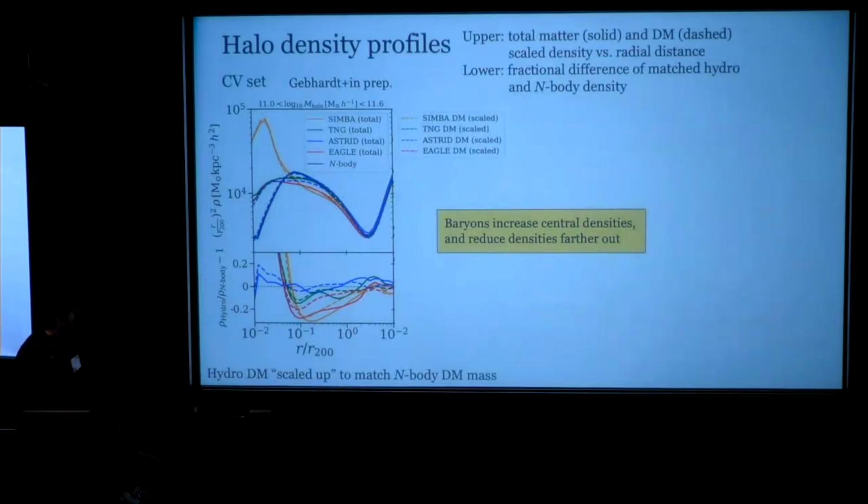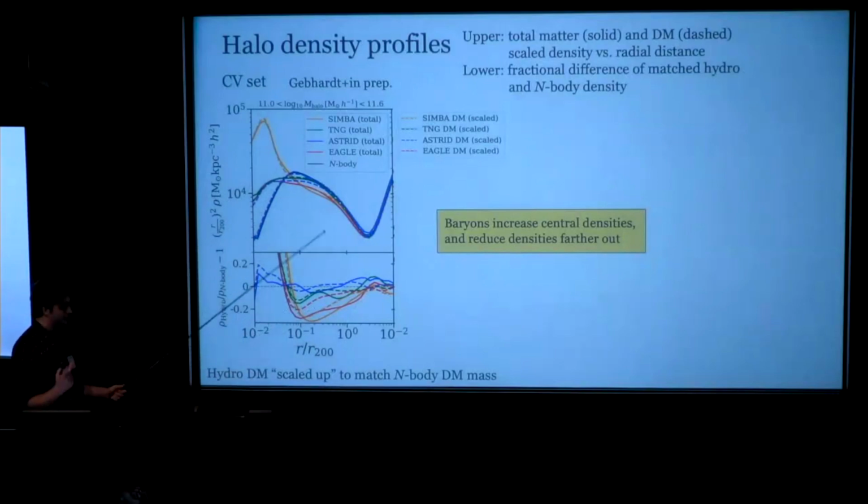N-body profile. Solid lines are the total matter profile, dashed lines are the dark matter profile, which we are scaling to match the same mass as we would for dark matter particles in the N-body simulation, because when we include baryons, we have to reduce the mass a bit. So to make a fair comparison, we scale them up. Not surprisingly, perhaps, we do see a lot of increase, a pretty crazy increase in Simba at the centers of halos, and then a reduction in the densities a bit further out as feedback is ejecting matter.